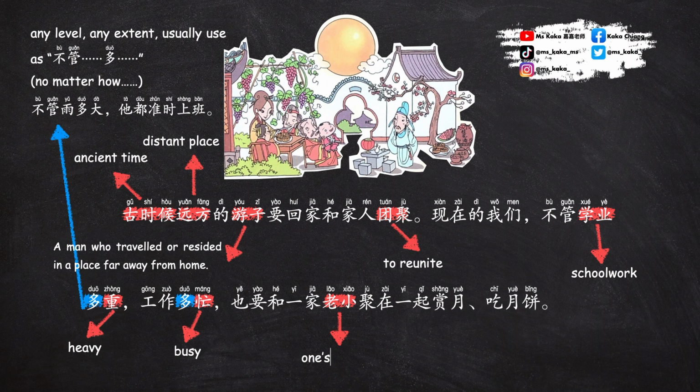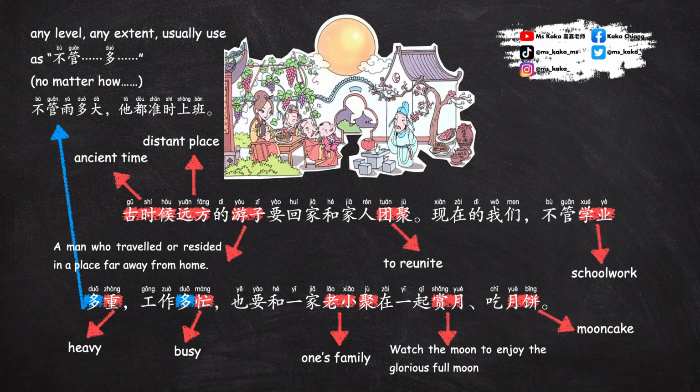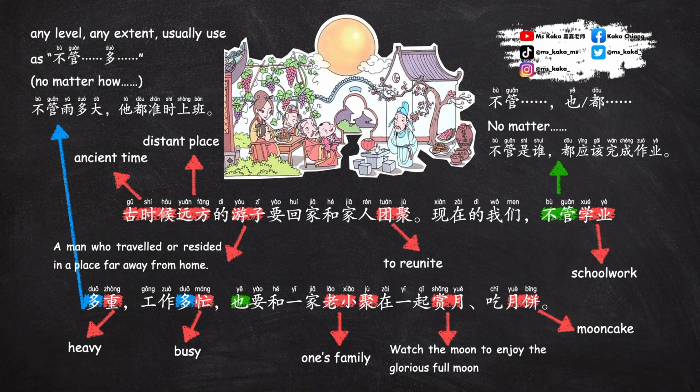Therefore, it indicates one's family. 聚 is same as 团聚, so it's to reunite. 赏月 is to watch the moon to enjoy the glorious full moon. And 月饼, I guess many of you knew this already, which is mooncake. In addition, 不管……也 or 不管……都 is a structure to indicate no matter or in spite of. For example, 不管是谁都应该完成作业. No matter who they are, they should complete the homework. So now I think you fully understand this sentence, which means no matter how heavy the schoolwork is or how busy they are, nowadays they will reunite with their families to watch the moon and eat the mooncakes.